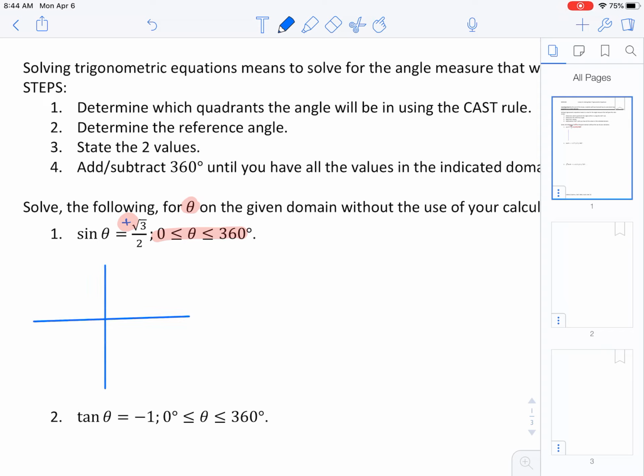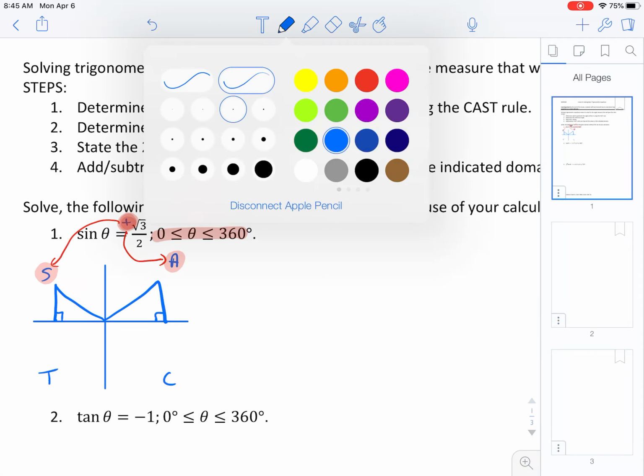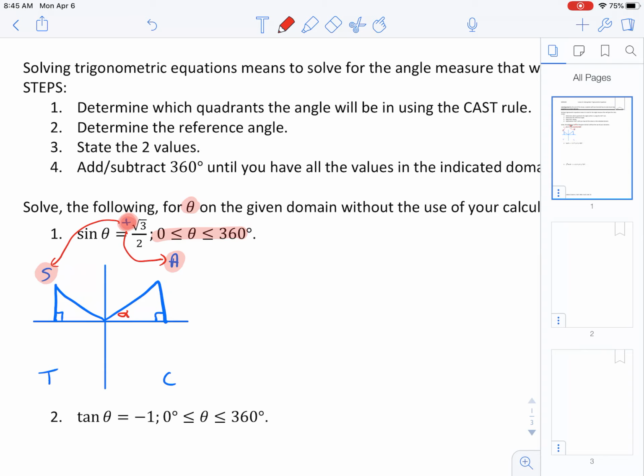So what that means is, if you remember the CAST rule, it tells us which quadrants we're going to be in. So if you draw out the CAST here, I automatically know because sine is positive, it's going to be in 2 of the quadrants. So the 2 quadrants are going to be here and here because this is where all are positive and this is where sine is positive. So I know automatically that I'm going to get angles that are in these quadrants, so I can draw a quarter of the bow tie in each. And if you want, you can label the 90. That's the first part of the question. Again, you don't have to do that as the first step, but you can.